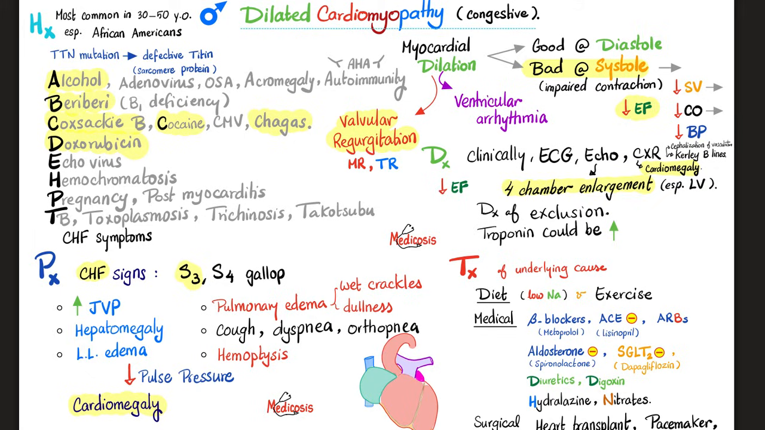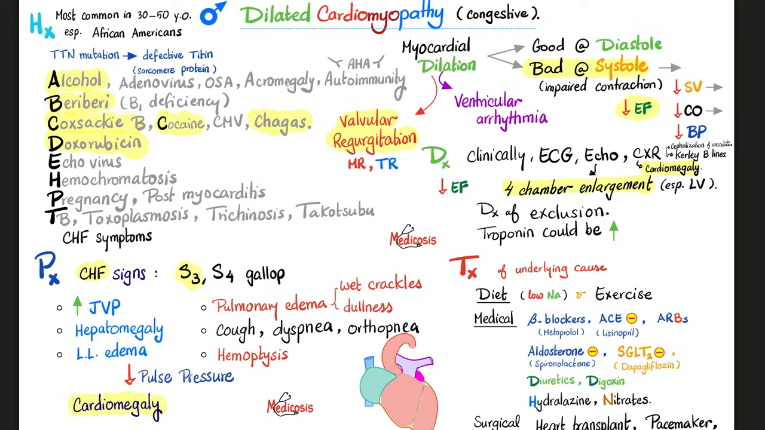What's going on in this disease? Myocardial dilation, good at diastole, bad at systole, which means impaired cardiac contraction on the left and the right side of the heart. There is decreased stroke volume, decreased ejection fraction, decreased cardiac output, and sometimes decreased blood pressure. But don't forget that many of these guys already have hypertension for another reason. So hypotension is not always the case. The patient can present with hypertension.